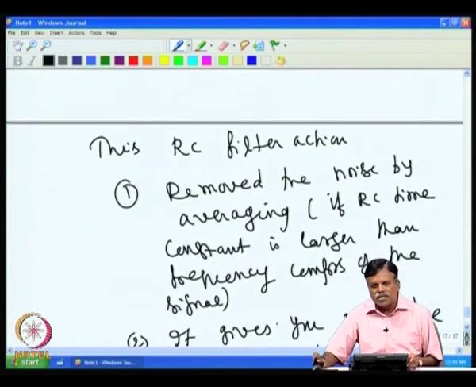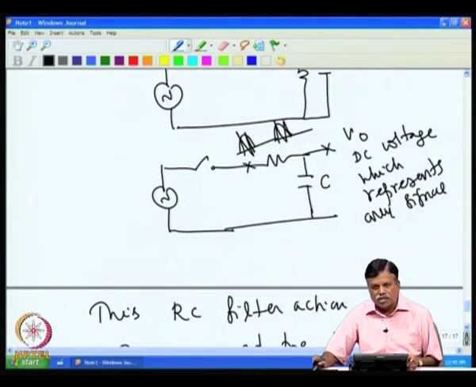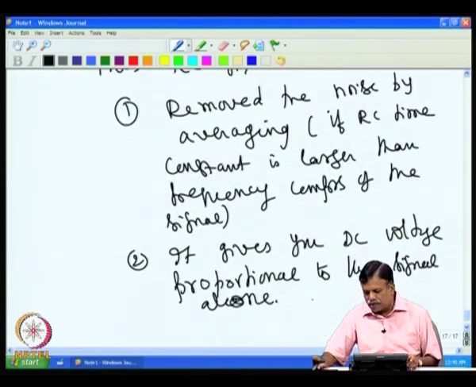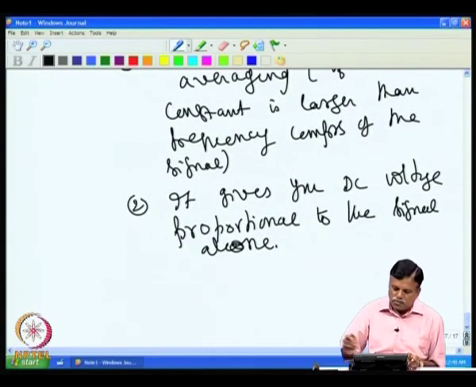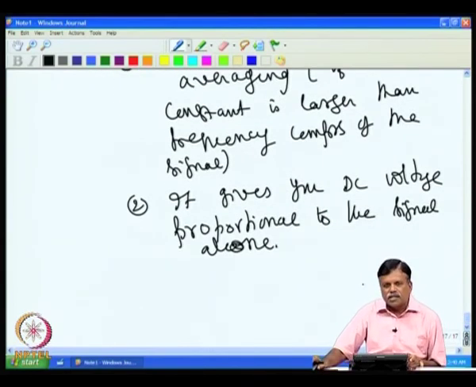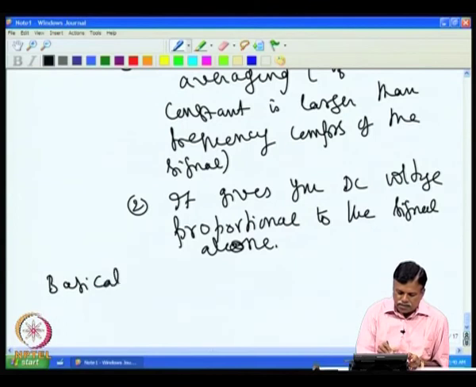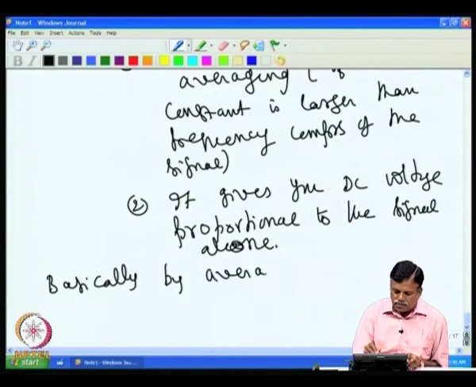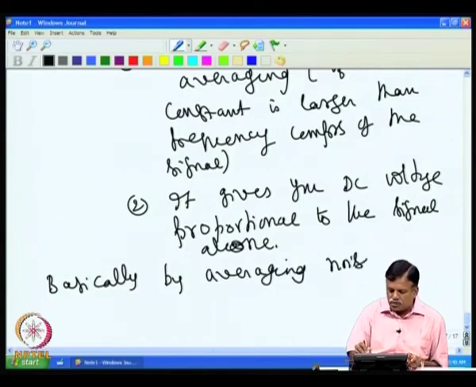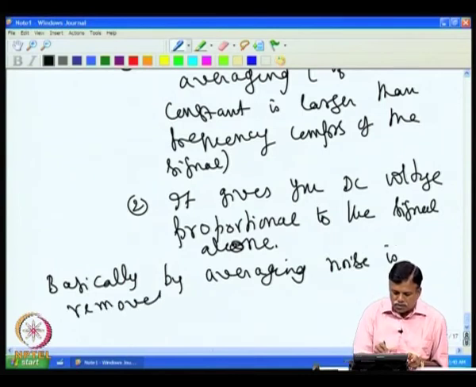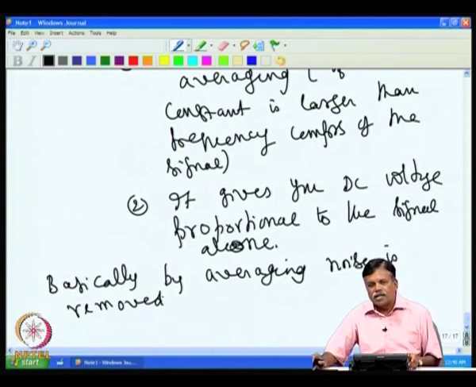So, by the averaging technique, one can remove the noise. Basically, the lock-in amplifier works by averaging, and by averaging the noise is removed. This is the basic working principle of the lock-in amplifier.